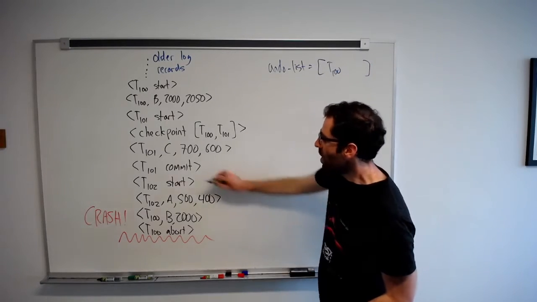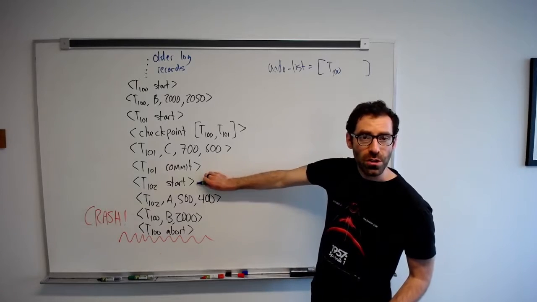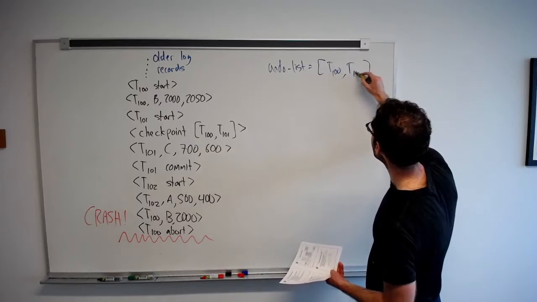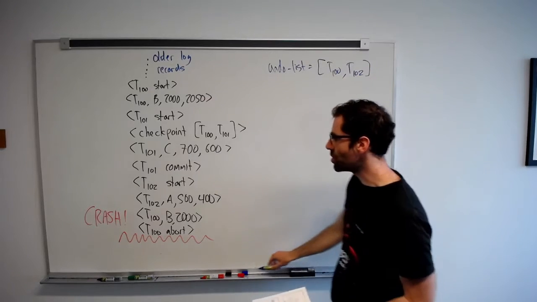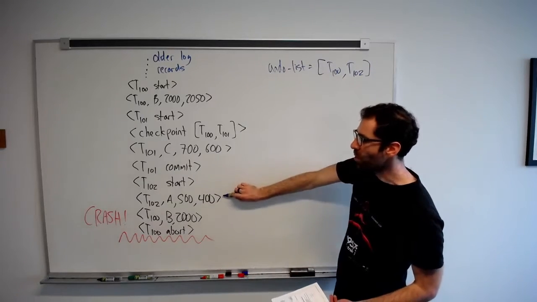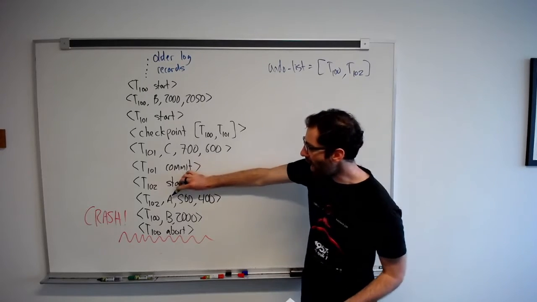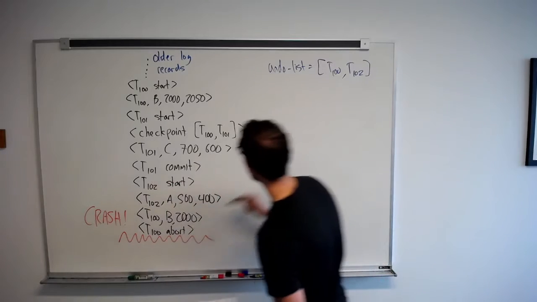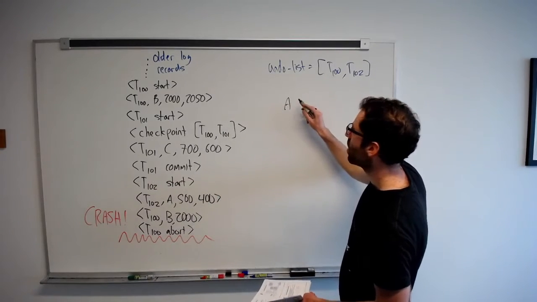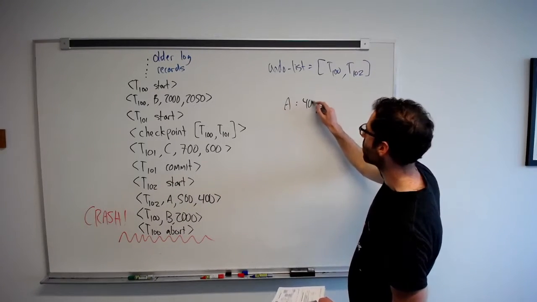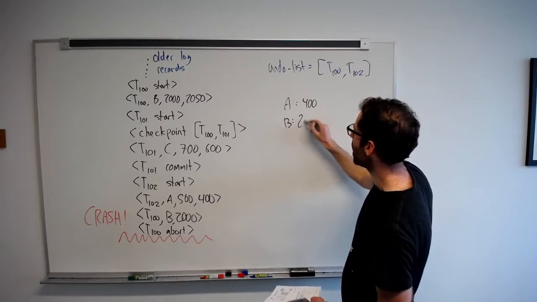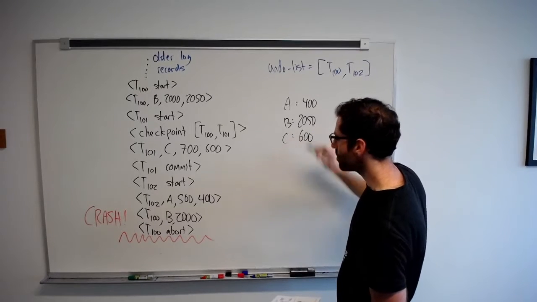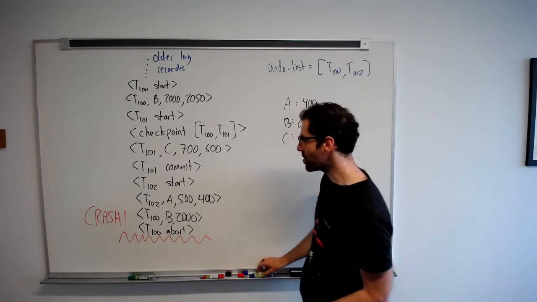Now we see T102 start, so it may have been interrupted by the crash, so it is a candidate for undo. We'll add it to our undo list. We'll replay T102's change of A from 500 to 400. So if we're looking at our database right now, A is 400, B is 2050, C is 600.